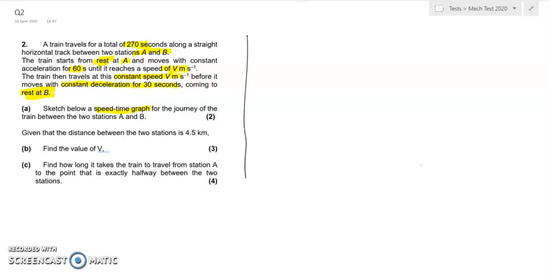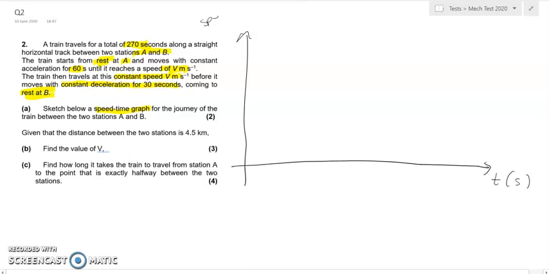So let's sketch that. On the x-axis we're going to have t in seconds, and on the y-axis we're going to have speed in meters per second. We know it starts from rest, so the speed is going to be 0, and it has constant acceleration for 60 seconds. I'm going to draw that a little bit deeper, it doesn't really matter, I just have the space.